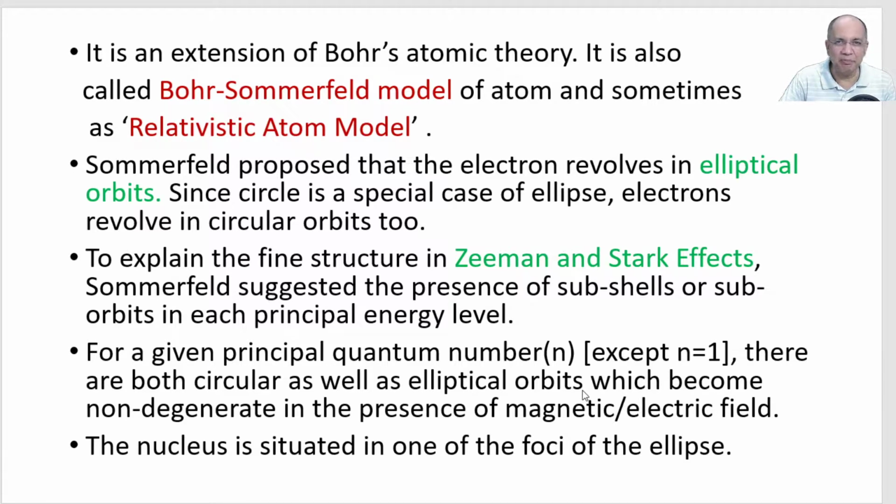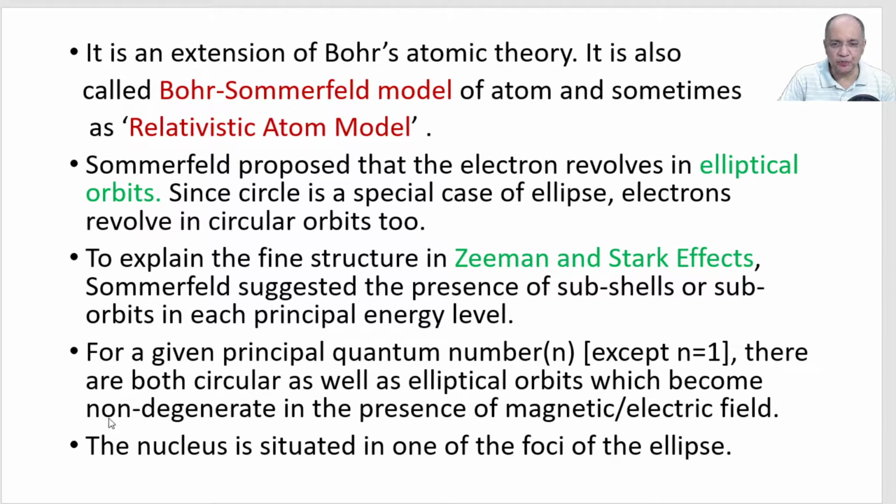Not L, M, they were not known. Azimuthal and magnetic, those things were not known. Those are the outcome of Schrödinger's wave equation, the quantum mechanical model of atom, right? So he introduced a new quantum number. Of course, he called it azimuthal quantum number or angular quantum number.